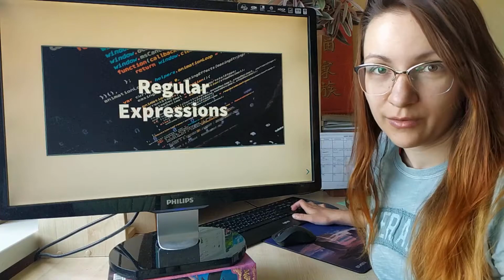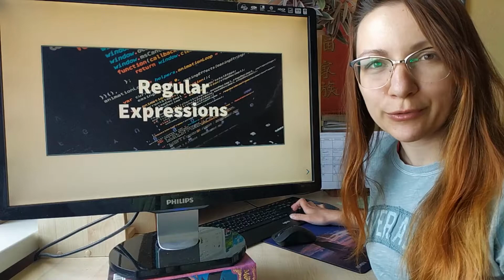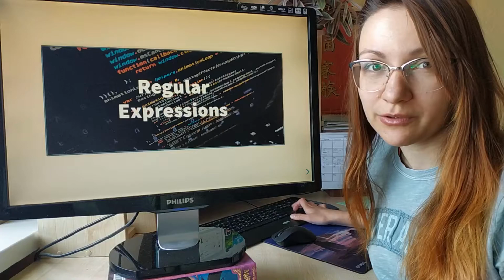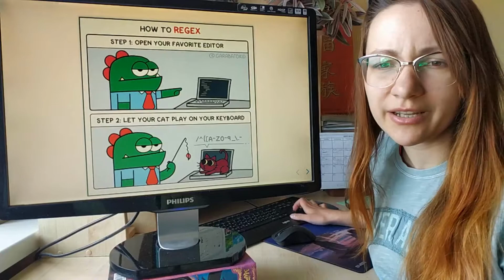Well, hi everyone. Do you know what regular expressions are? Have you come across them before, but they seemed to you like hieroglyphs or chicken scratches? If you were looking for clear information about regular expressions, well, you've come to the right address. At first glance, they seem to be errors and bugs in your code, but that's just a first impression.